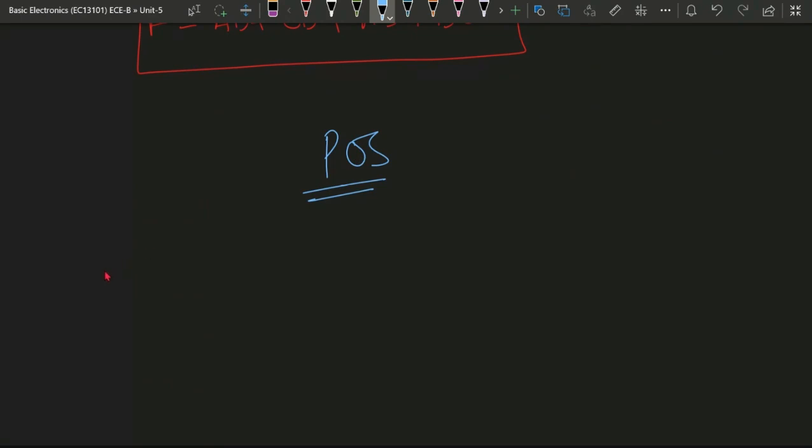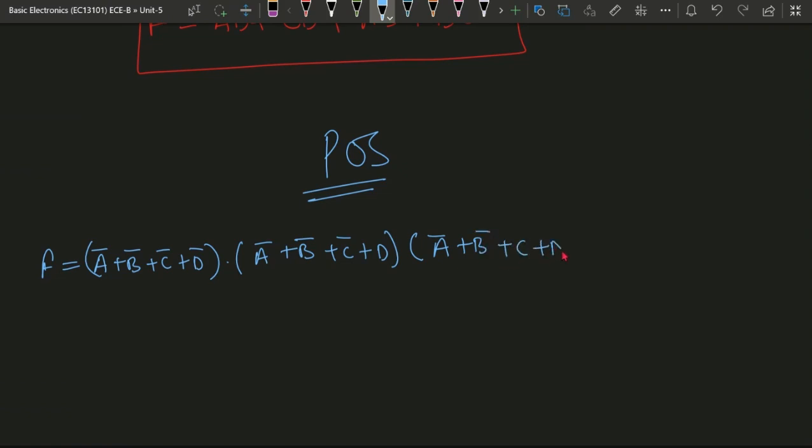So in the product of sum example, suppose any function f is given by the product of sum representation: A bar plus B bar plus C bar plus D bar, multiplied by another term, A bar plus B bar plus C bar plus D, multiplied by A bar plus B bar plus C plus D bar, multiplied by A plus B bar plus C bar plus D bar, multiplied by A plus B bar plus C bar plus C plus D bar.